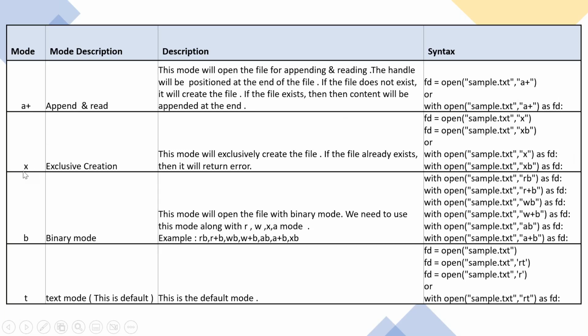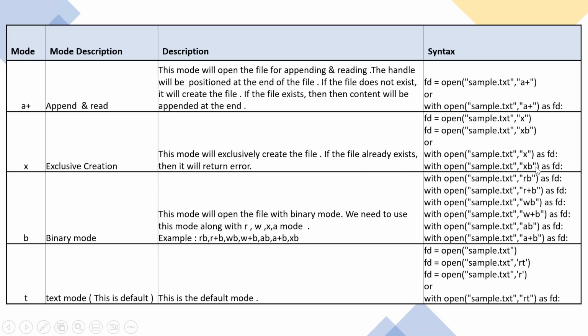Similarly, if you're giving X, as in exclusive creation, if the file is present, it is going to throw an error. How do I specify it? It is X. And for dealing with any binary file, which we have not yet covered, just add B, and the operation does the same thing.